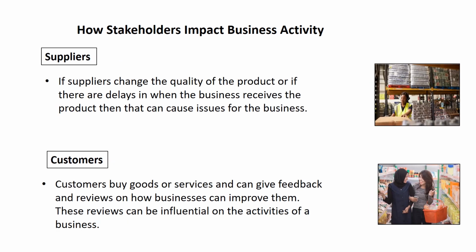Suppliers. Suppliers can have a huge impact on businesses if they are to change the quality of the product or if there are delays in what the business receives. Then this can cause issues for the business. Customers. The customers buy goods and services and can give feedback and reviews on how businesses can improve them. These reviews and even posts on social media can be very influential on the activities of a business.